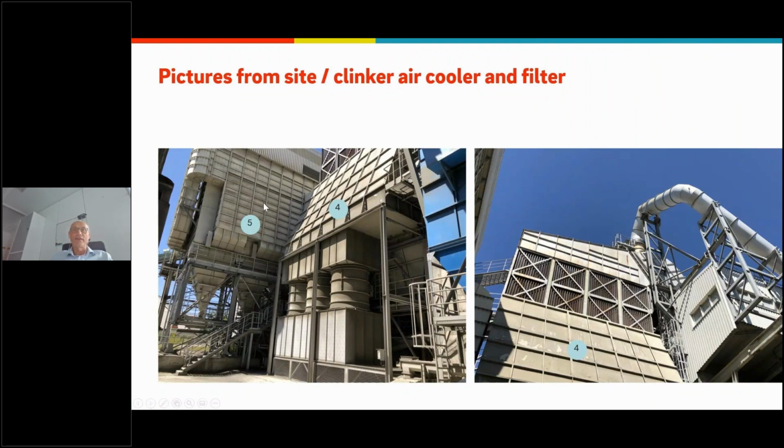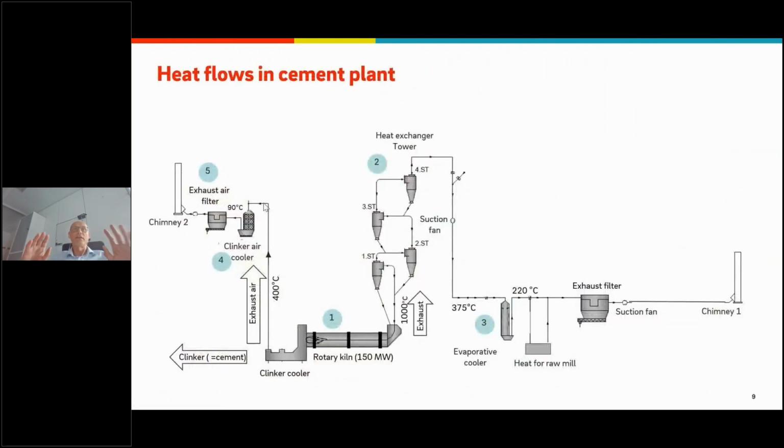So, and the next picture is much easier for you. It's the same picture as the picture before, but it's explained much more easily. Here you see the exhaust air, and here the air side, and here you see the exhaust. Here is the rotary kiln.